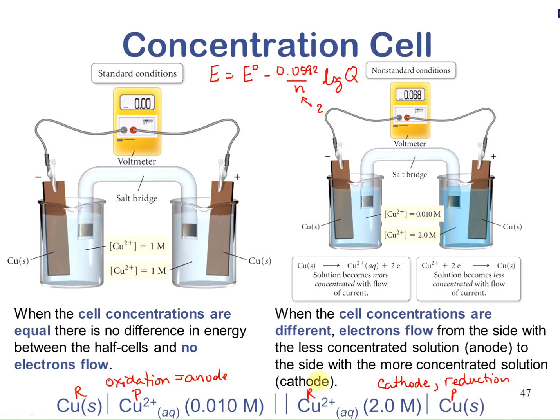So if we're looking at products over reactants, the Q value is going to be the 0.010 molar over the 2 molar concentration. Because remember, the copper solid doesn't show up in the Q value because it's a pure form. So when you're looking at a concentration cell and it's hooked up right to give you a positive reading, the less concentrated will always be on the top and the more concentrated will always be on the bottom. Okay, so that concludes our second lecture video on electrochemistry.